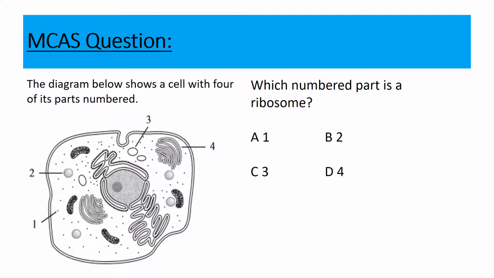I want to show you how ribosomes are represented in diagrams on the MCAS. Ribosomes are smaller than other organelles that can be found in cells. The diagram below shows a cell with 4 of its parts numbered. Which numbered part is a ribosome? The answer is A, because this little dot, labeled 1, is the smallest organelle within the cell. So this is how ribosomes are represented in diagrams, in particular on the MCAS.